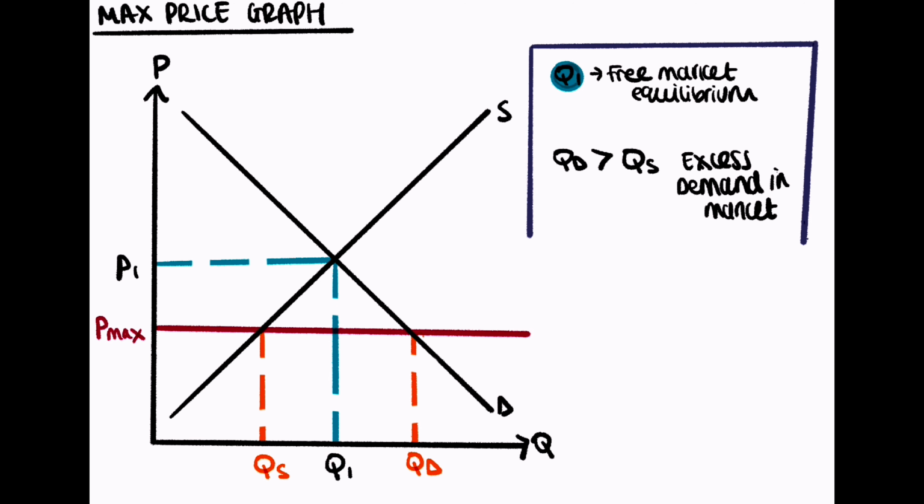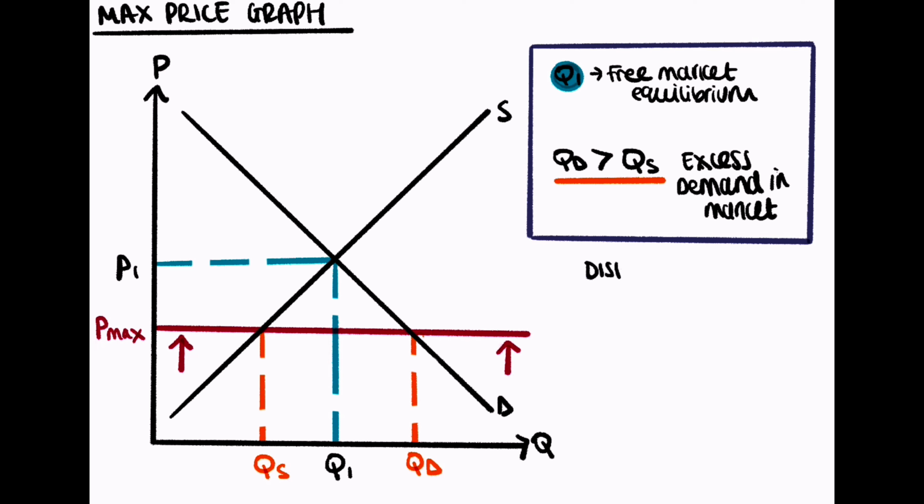Another key evaluation point is that it means that there are some consumers who are unable to access this good or service due to the distorted market equilibrium resulting from the maximum price. Due to this excess demand in the market, a hidden market may actually emerge, and the good may be traded illegally at an even higher price.